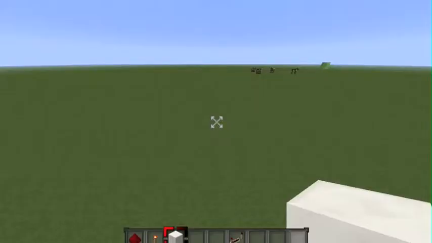Hey guys, it's IDW, and today I'm going to be starting a new series in which I'm going to be going over redstone memory. It works fairly similarly in real electronics, as always. So yeah, that's sort of the beauty of real redstone. It's really nice and similar to real electronics.